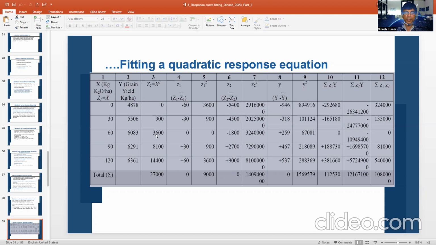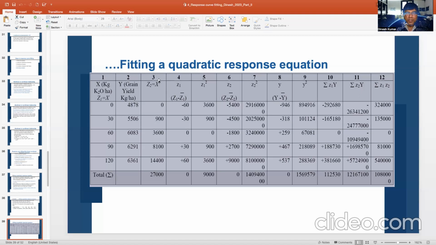If you square column number 1, you get X square, which is capital Z2. And you can square 900, 3600, 8100, and so on. And you can take the total of this, which will be summation X square or summation Z2. In the same way, in column 1, you can calculate the mean of Z1, Z1 bar. Then you can calculate Y bar. Now you need to create several variables, sums of squares, which are given in columns number 4 to 12. So you need to compute these corrected sums of squares to compute the values of A, B, C. And they are very simple. I will explain it to you.